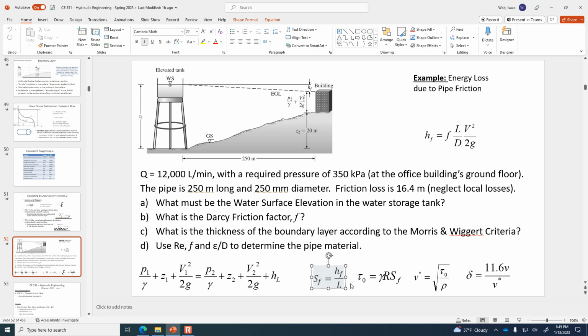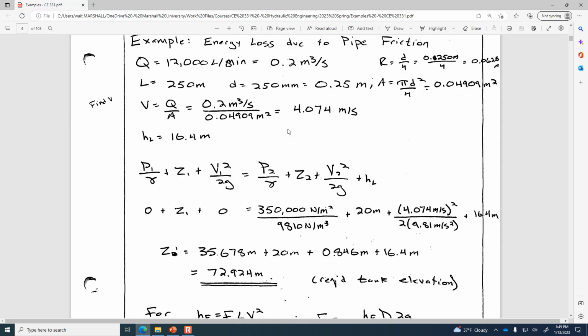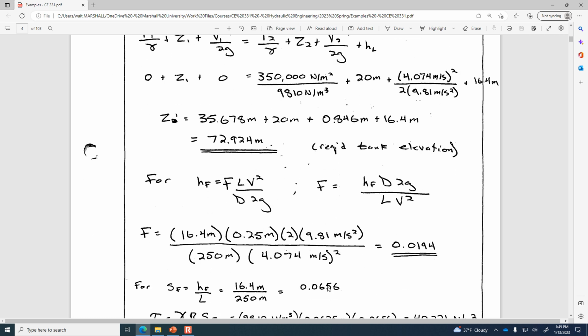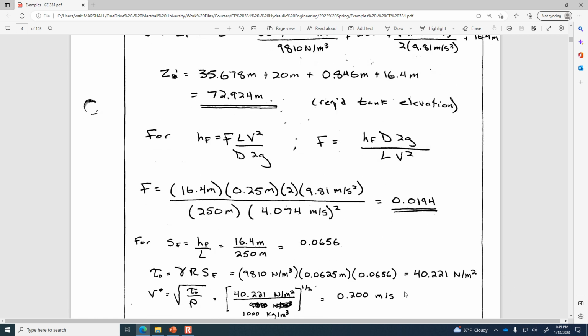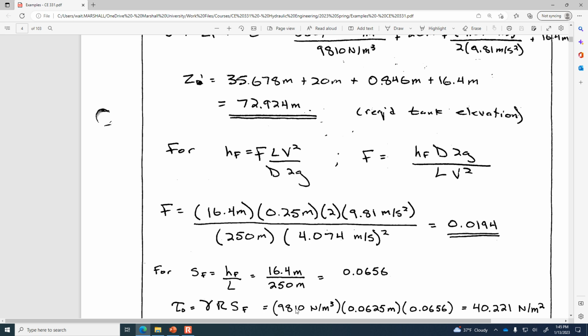And then substituting that slope of the energy grade line into the formula for shear stress allows us to estimate that the shear stress is 40.2 newtons per meter squared. Let me zoom in a little bit more just to make that easier to read.